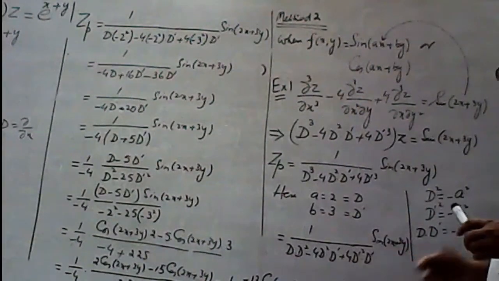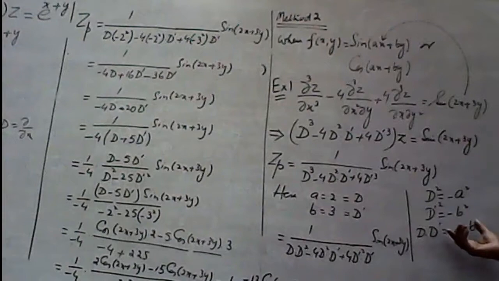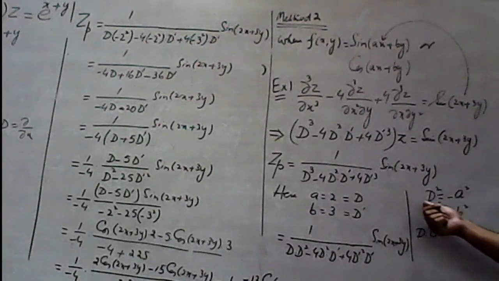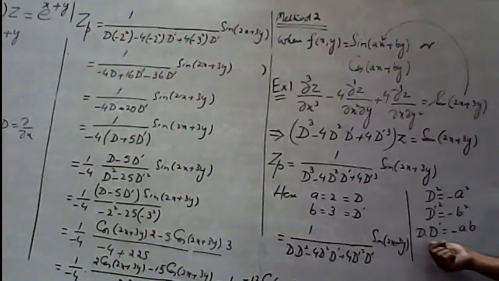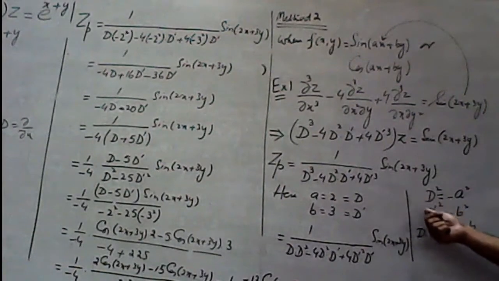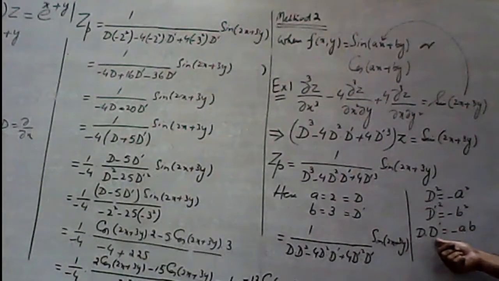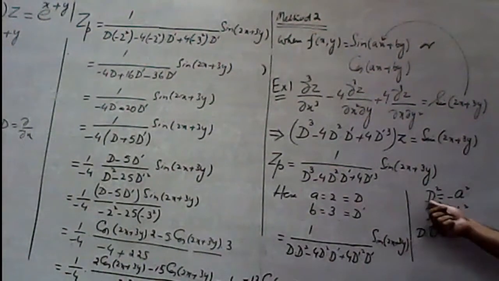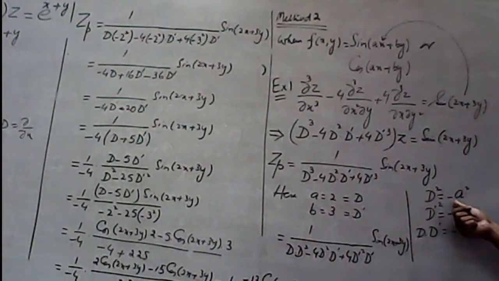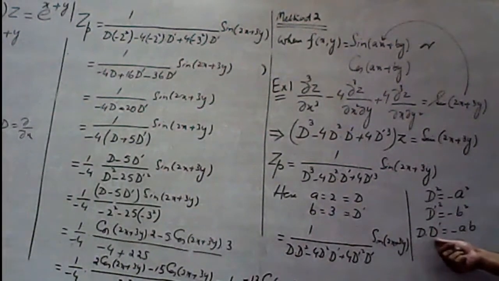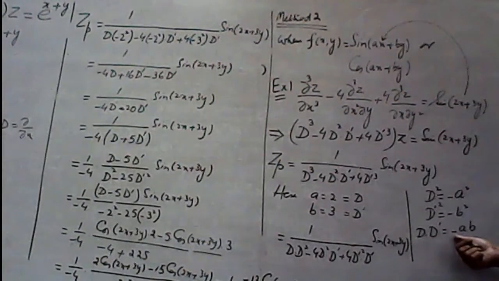But now in this method 2 we are only allowed to substitute the quadratic values, that is D square, D dash square and D into D dash. Only 3 quadratic values can be replaced. D square will always be replaced by minus a square, D dash square will be replaced by minus b square, and D into D dash, if it appears, can be replaced with minus ab.